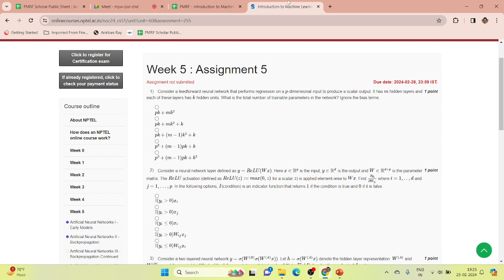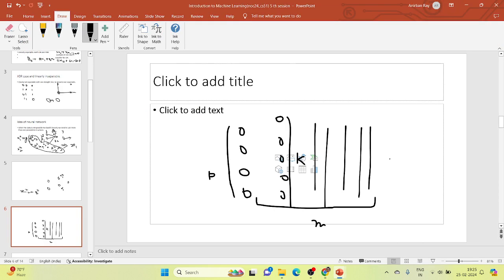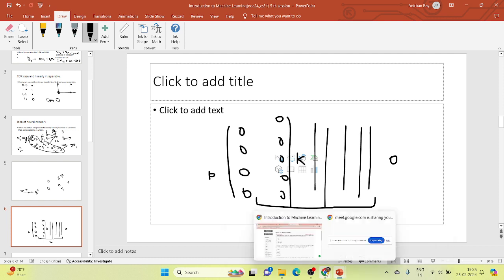And lastly they say that there is a scalar output, meaning one-dimensional output. So there is only one element in the output layer. Okay, so the structure is clear.